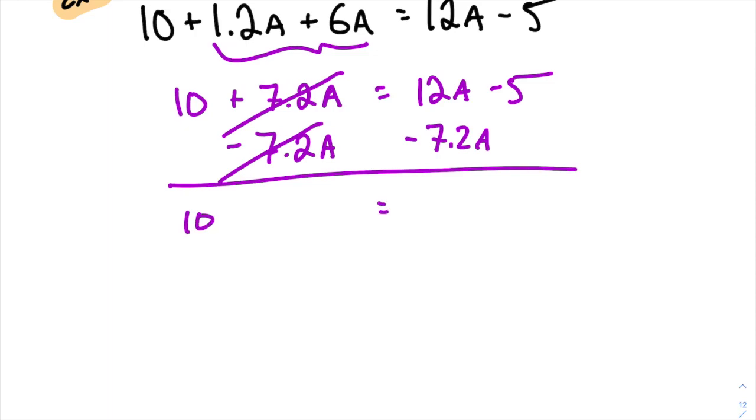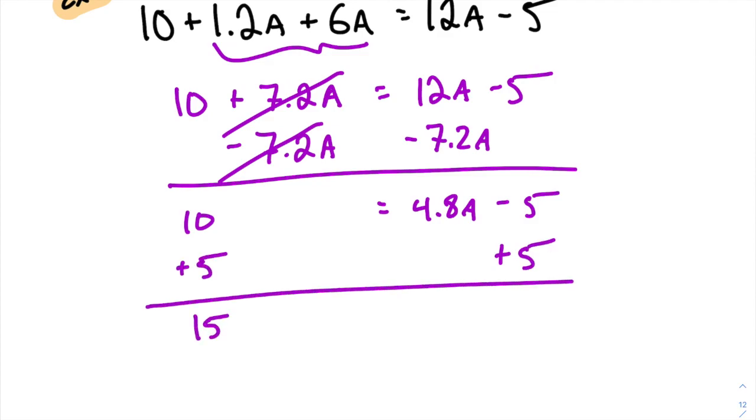So we have 10 equals 4.8a minus 5, and then the procedure is the same. Get rid of the constant on the variable side. That's the minus 5. Divide by the coefficient. And I did this one before. It's 3.125 is our answer.